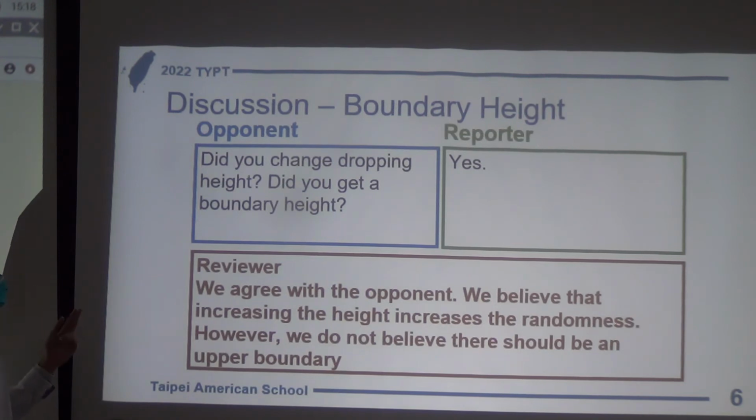The second topic: did you change the dropping height? Did you get a boundary height? The report said yes. We agree with the opponent. We believe that increasing the height also increases the randomness. However, the opponent says that there's an upper boundary to this height. We believe there should not be an upper boundary, because dropping it from a greater height also increases randomness, which is good for the experiment.